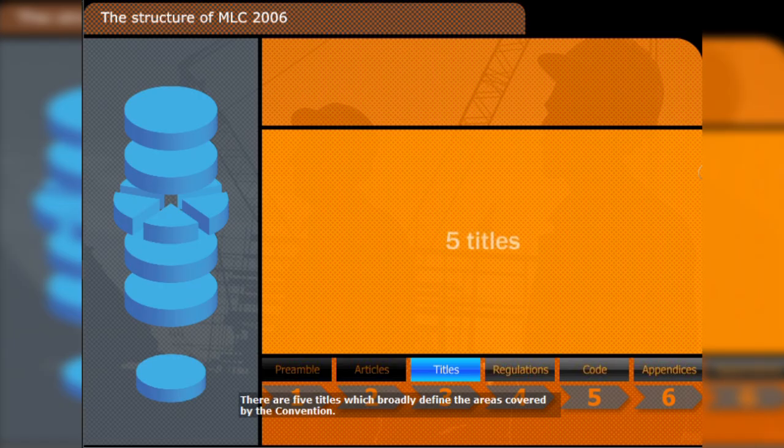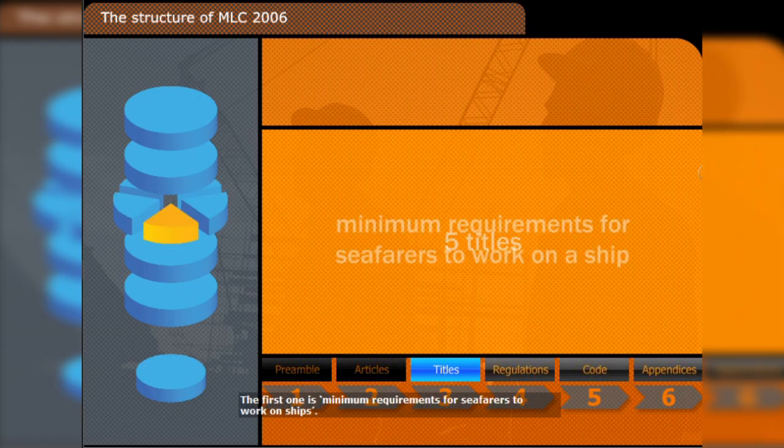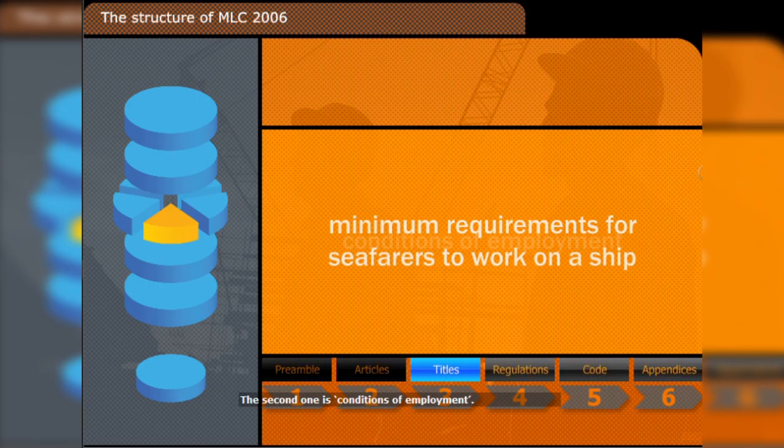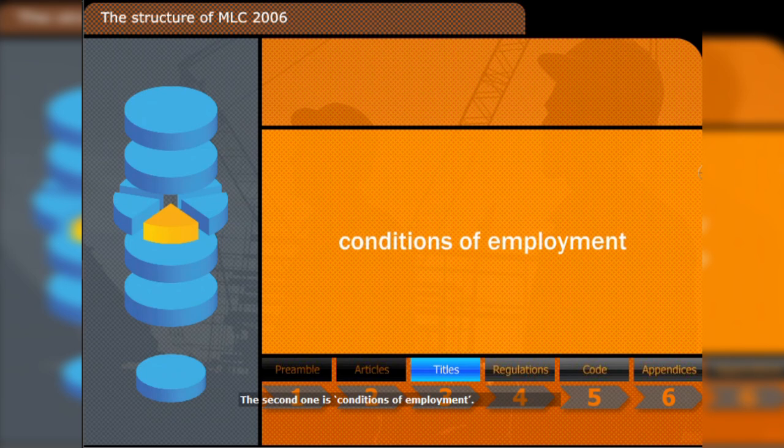There are 5 titles which broadly define the areas covered by the Convention. The first one is Minimum Requirements for Seafarers to Work on Ships. The second one is Conditions of Employment.